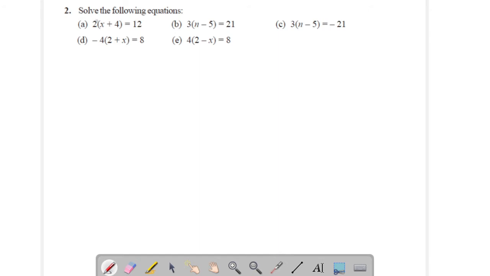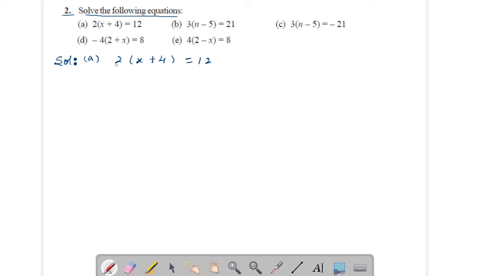Now come to question number 2. Solve the following equations. See the solution. A part, it is 2 within the bracket x plus 4 equal to 12. Here 2 is multiplied by x plus 4.